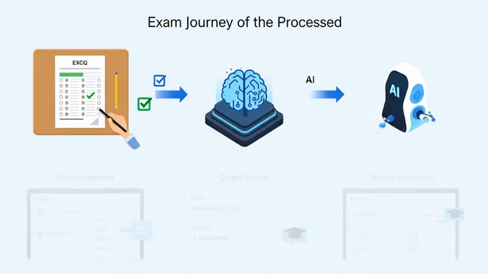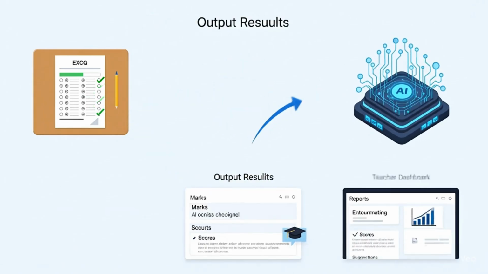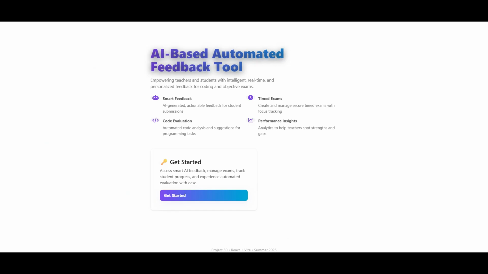Hi everyone. Welcome to our AI-based automated feedback group project developed during the summer of 2025 and continued as a company-oriented project. This is an AI-supported platform designed to empower both teachers and students by providing intelligent, real-time, and personalized feedback for coding and objective exams.